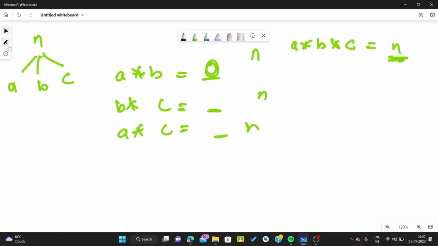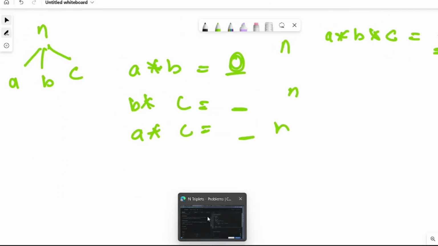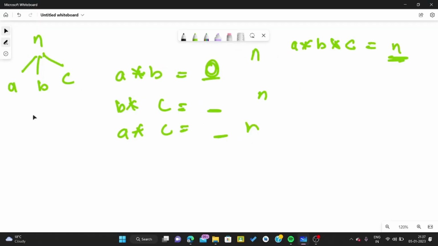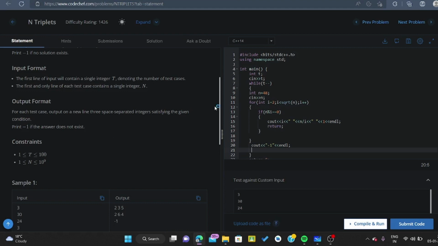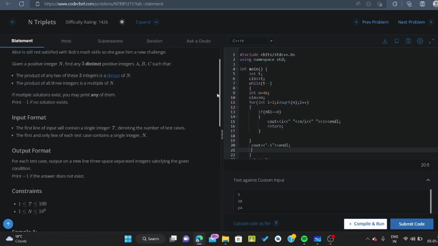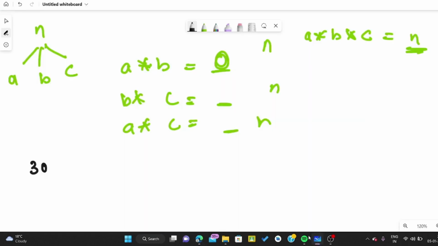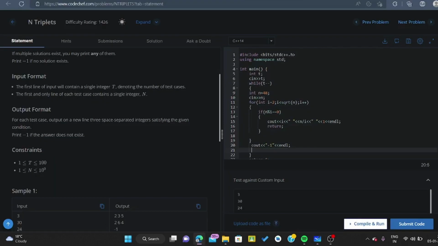So let's take an example and understand this question more clearly. Let's take the test case. The first test case is 30. We are given n as 30, right? And we are also given that if a solution exists then we can print it, and if not, then print -1. So we need to write the else condition also over here. So we are given 30, and the output here is 2, 3, 5.